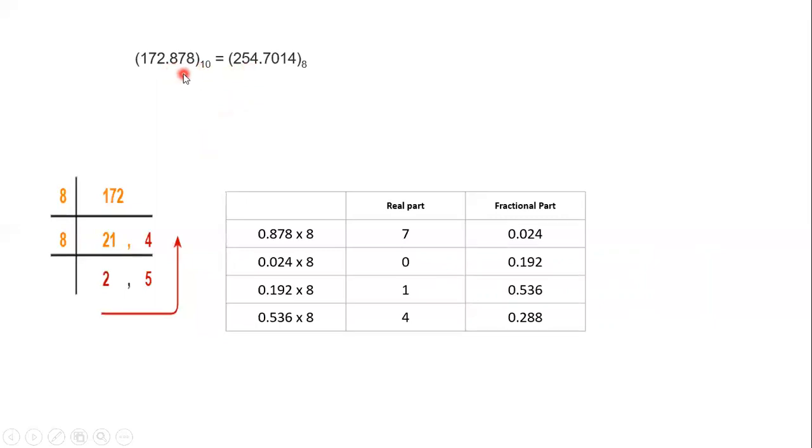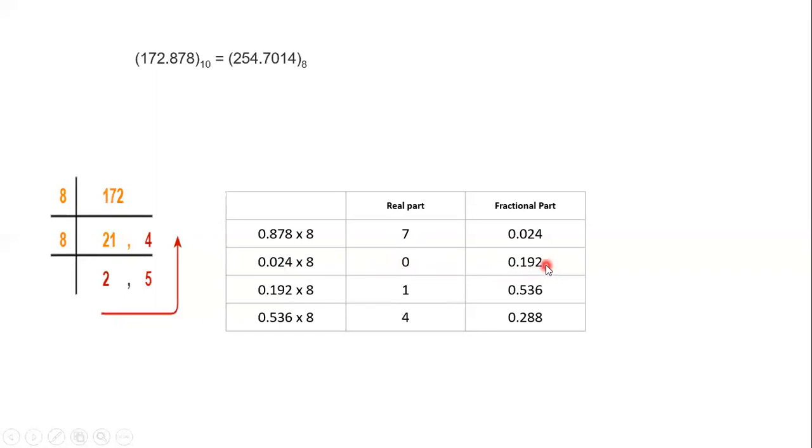Now we take the fractional part. 0.878 times 8. When you multiply this one, 7.024. So the real part is here 7 and the fractional part is here 0.024. Again you take the fractional part 0.024 and multiply by 8. Then the answer is here 0.192. Therefore, the real part is here 0 and the fractional part is here 0.192.